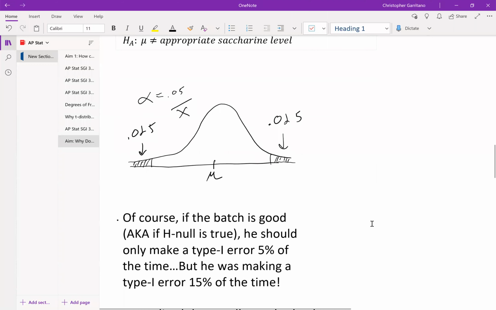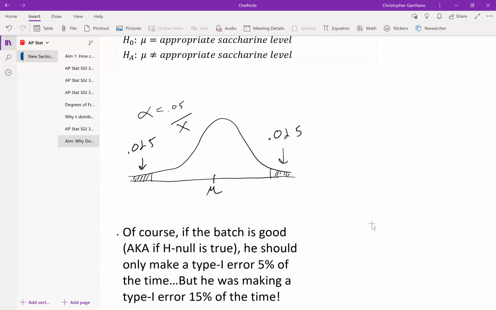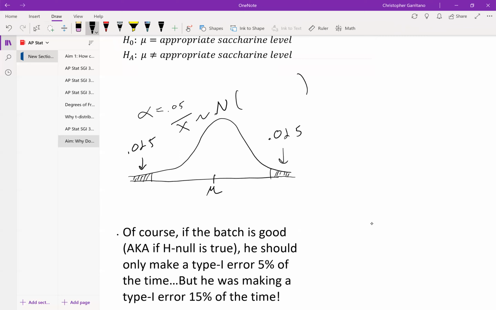Okay, and so this is just a diagram of what his rejection region might have looked like with the normal model. Okay, and this is his alpha level of 0.05. It's a two-tailed test, and this is the distribution of X bars. And of course, we're assuming the normal model with the appropriate parameters.